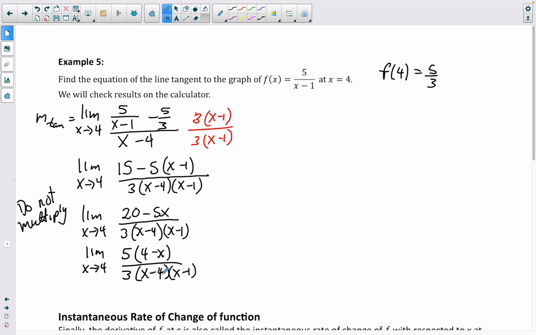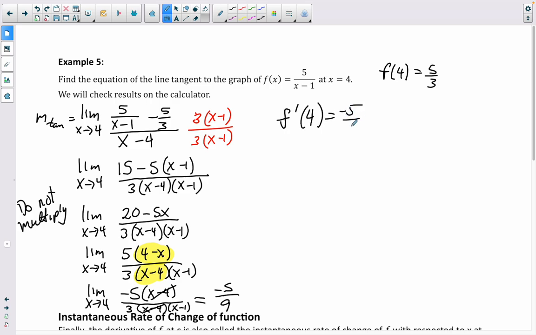Now, it may look like we don't have it, but you have to look at these two terms. You have to recognize they're off by a negative sign. So factor out a negative. And now I can rewrite this as x minus 4. Down here, I still have 3 times x minus 4, x minus 1. And so my x minus 4 is now divided to 1. Now I can finally evaluate this. I can plug in my 4 with no issues. I'm going to have a negative 5 on the top. 3 times 4 minus 1 is 3, so negative 5/9 is my slope of the tangent. So now I know f prime of 4 is negative 5/9.